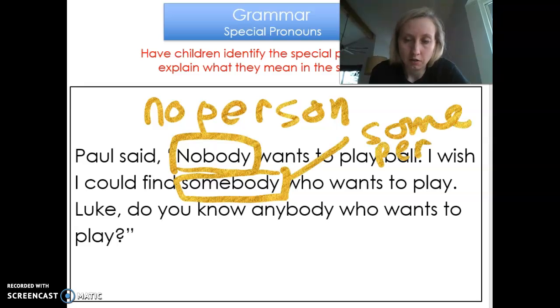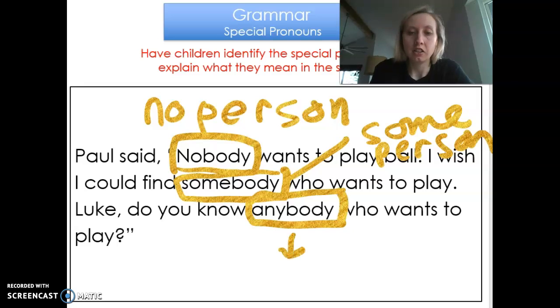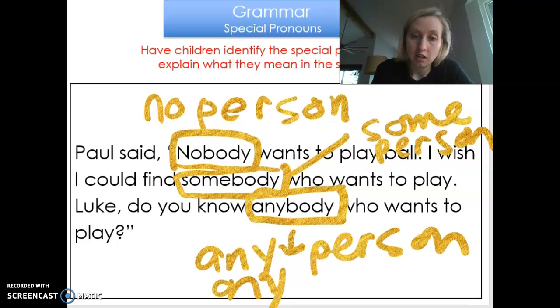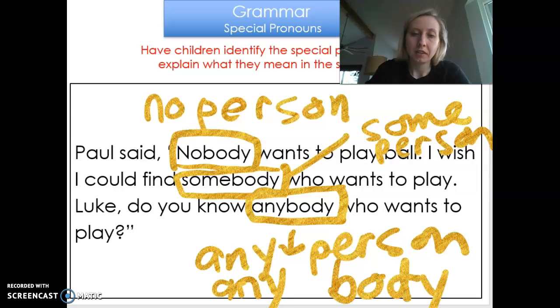Okay, last one. "Luke, do you know anybody who wants to play?" 3, 2, 1. Anybody. So anybody literally means any person. Or if you literally break it apart, it means any body. Okay, I hope that made sense.